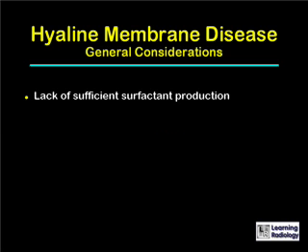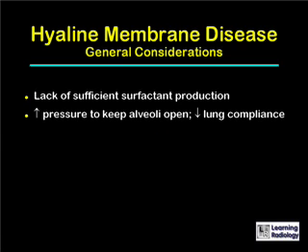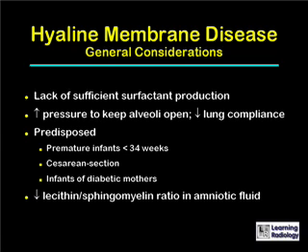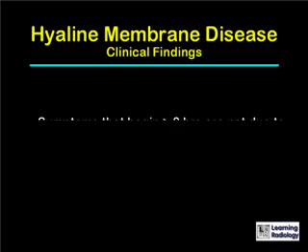Hyaline membrane disease is believed to be due in part to a lack of sufficient surfactant production. This leads to an increased pressure which is needed to keep the alveoli open and decreased lung compliance. Those who are predisposed include premature infants under the age of 34 weeks, babies born by cesarean section, and infants of diabetic mothers. There is a decreased lecithin to sphingomyelin ratio in the amniotic fluid in these children.